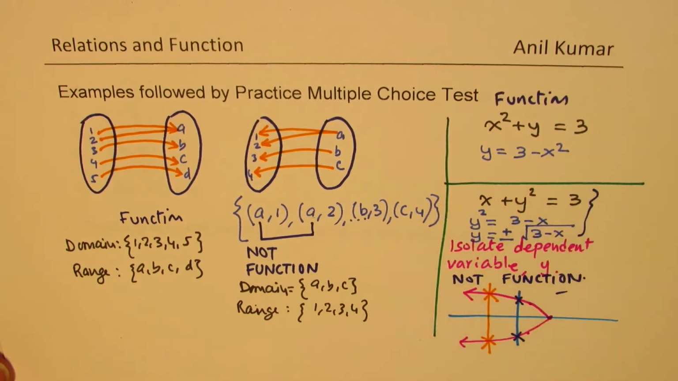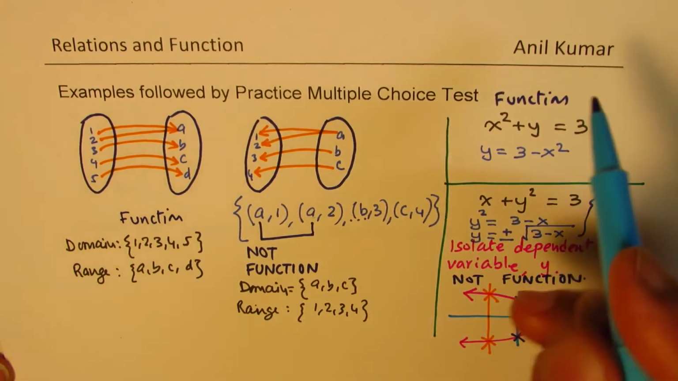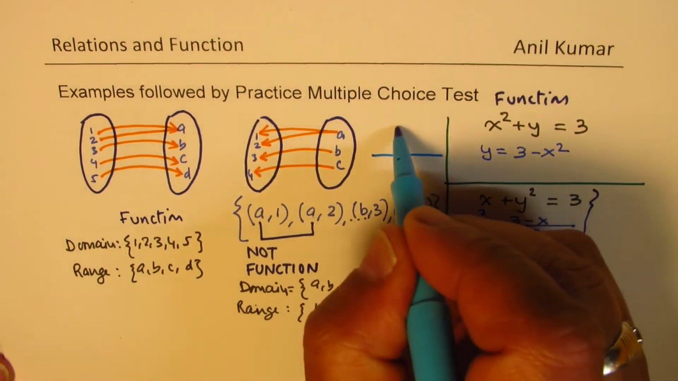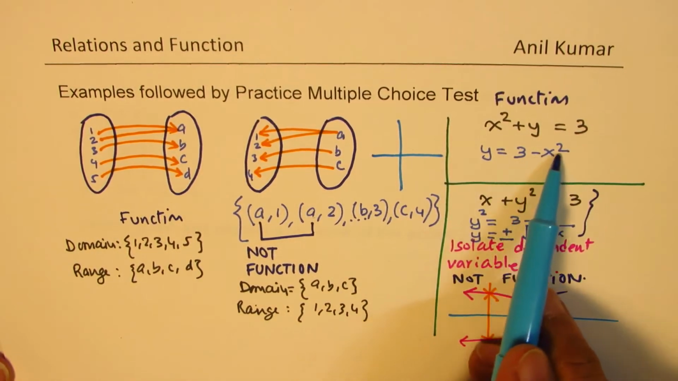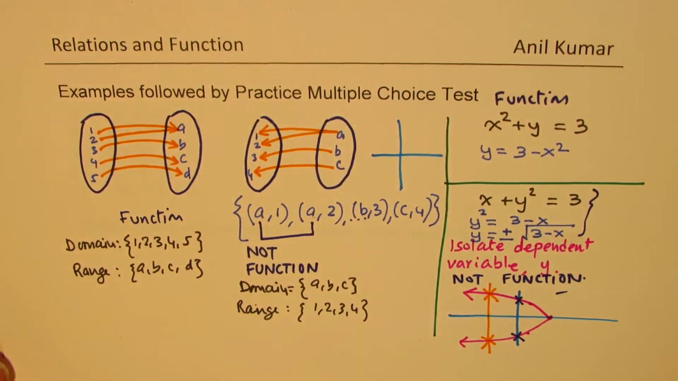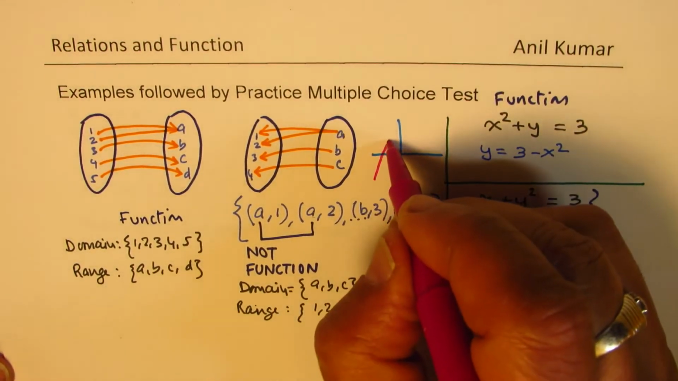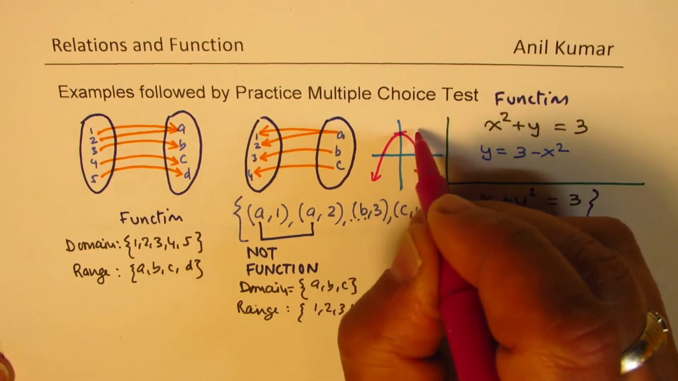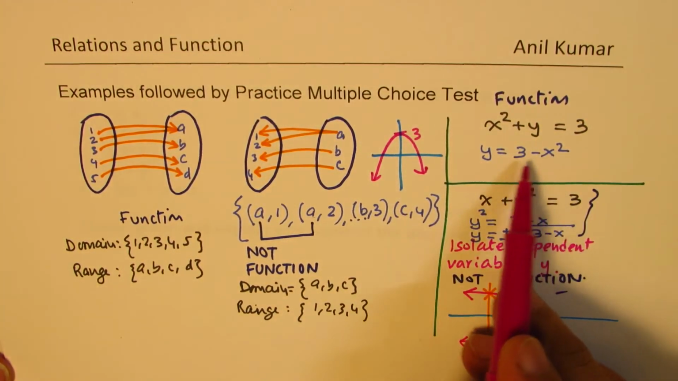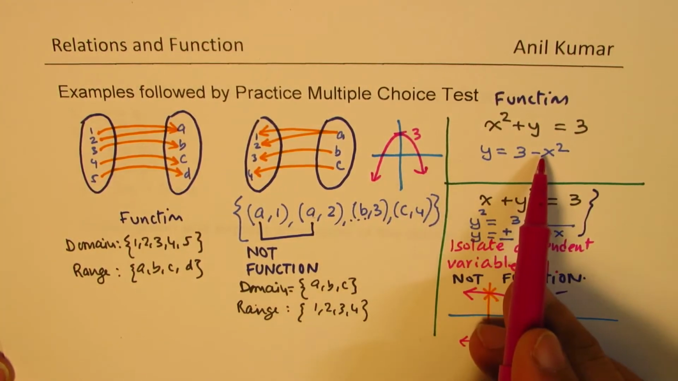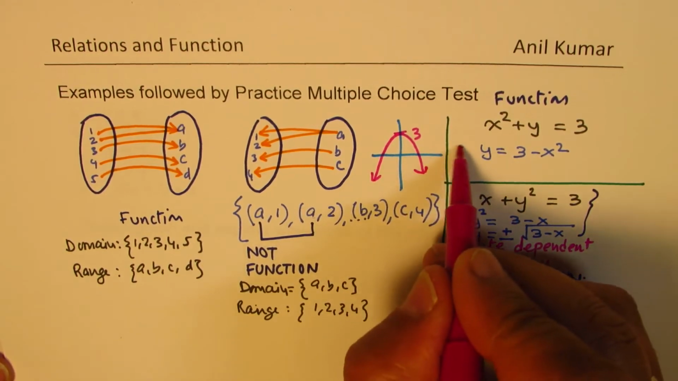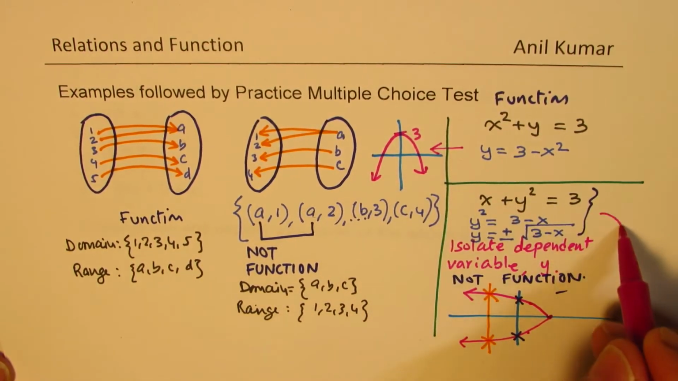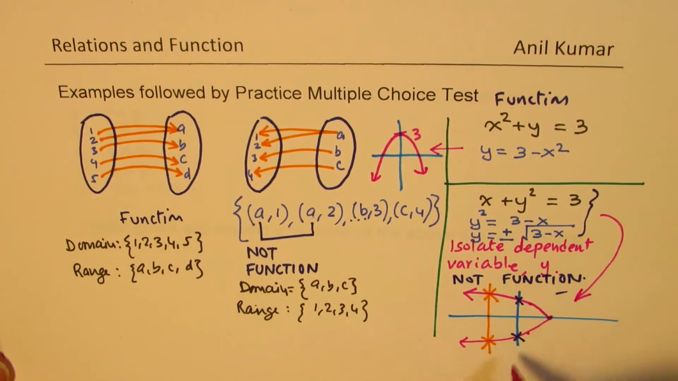However, in this particular case, if you sketch this graph, let me sketch it here on the side, minus x square moved 3 units up, right? So basically, we have a graph which is kind of like this. So that's a parabola. It is a function. Do you see that part, right? So that represents a parabola. However, this represents a relation which is not a function. Is that clear to you?